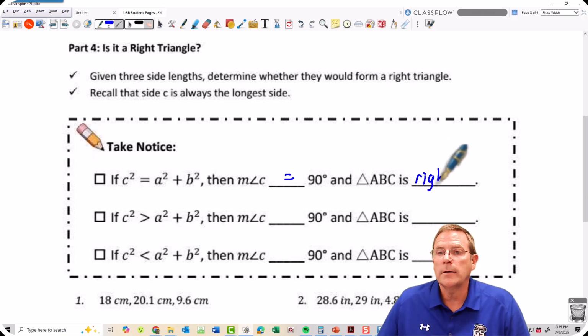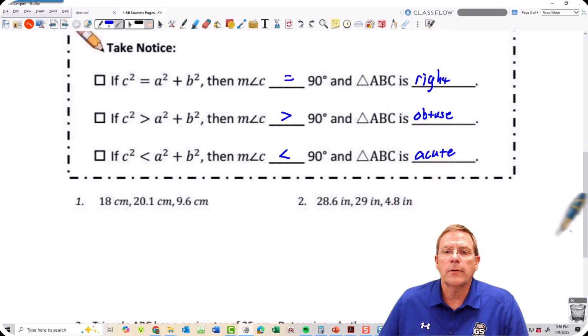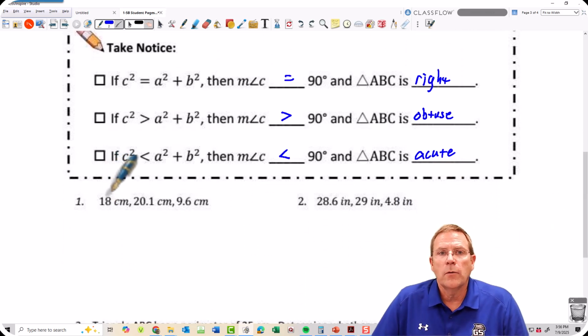If c squared is greater than a squared plus b squared, then the measure of angle C is going to be greater than 90 degrees, meaning that it is an obtuse triangle. And if c squared is less than the sum of a squared and b squared, then the measure of angle C is going to be less than 90 degrees, making it an acute triangle. Now, this is what you're supposed to get out of this. If it is a right triangle, the sum of a squared and b squared will always equal c squared. And what do we know about c squared? It's always going to be the longest side.